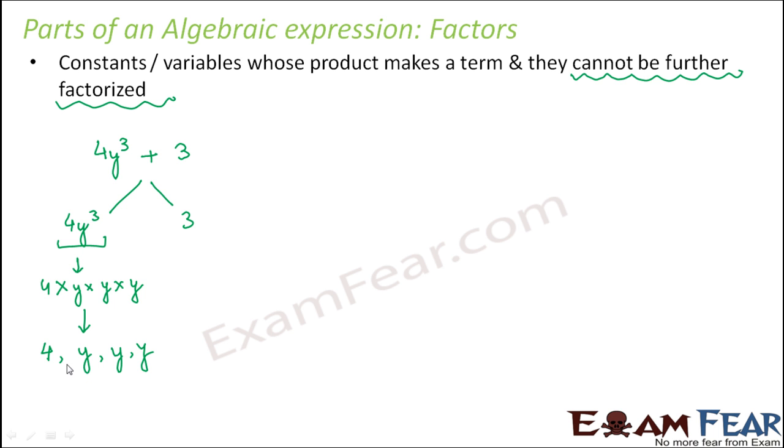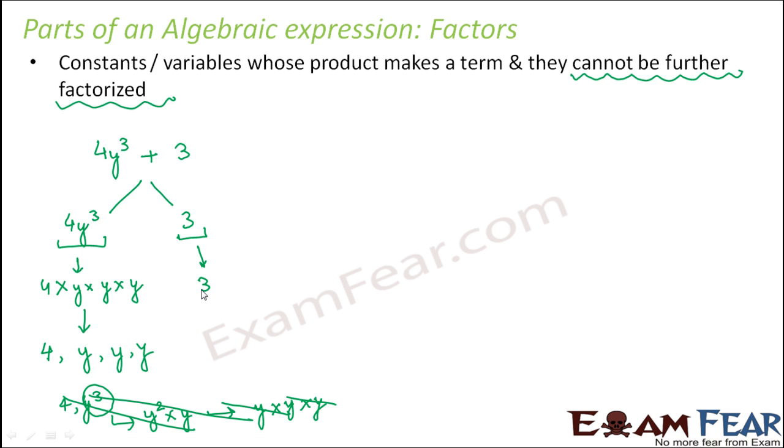Now you might ask why can't I say that 4 and y cubed are two factors? That's because y cubed can be further factorized. Y cubed can be written as y squared into y, or as y into y into y. That is why y cubed cannot be a factor. So the factors would be 4, y, y, y. These are the possible factors for this term 4y cubed. Now when you look at the term 3, 3 can only be written as 3 or 3 into 1. So we can say the factor for this term is 3.